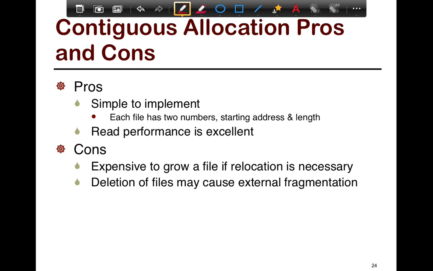So the pros are it's simple to implement and not too much metadata is needed. Read performance is excellent because all the data is continuous. The cons are it's expensive to grow a file since relocation is necessary, and possibly you may need to relocate all the files as well. And the deletion of files may cause external fragmentation.